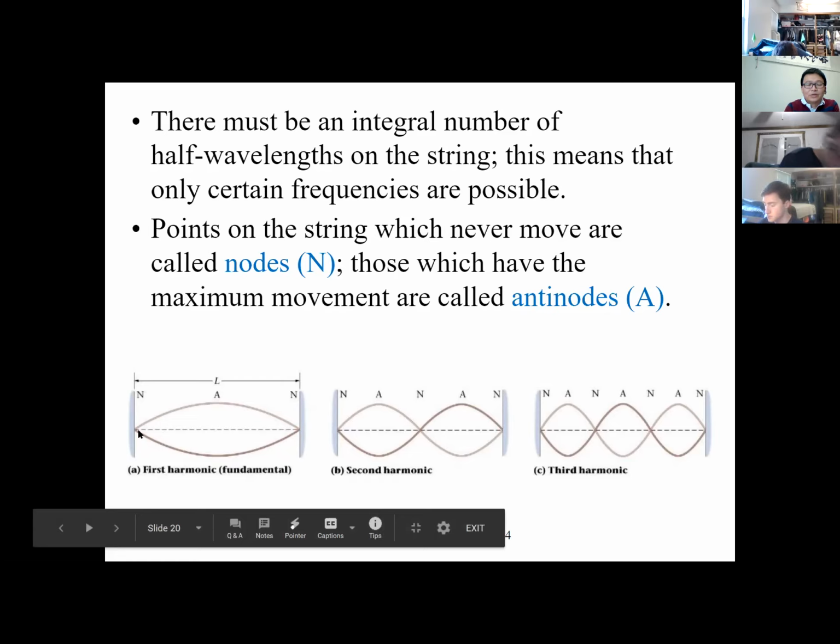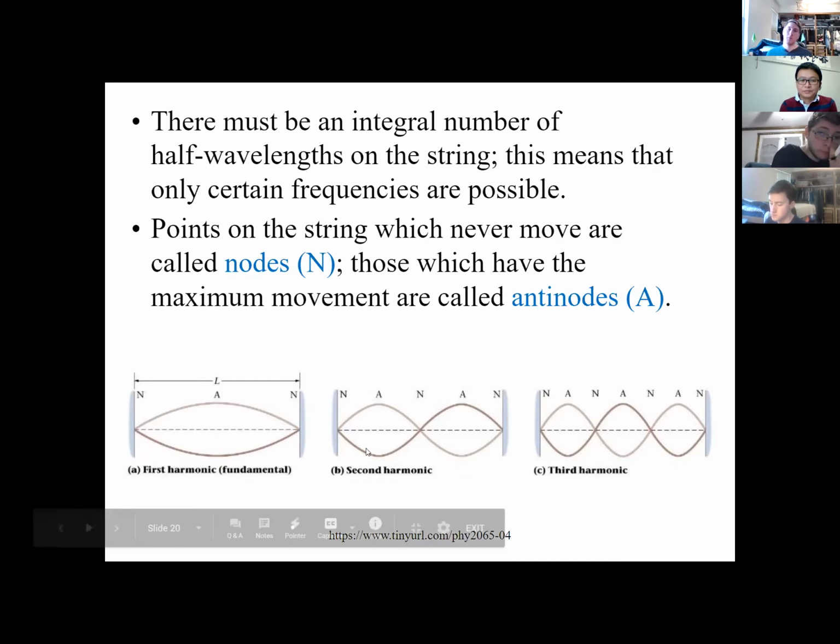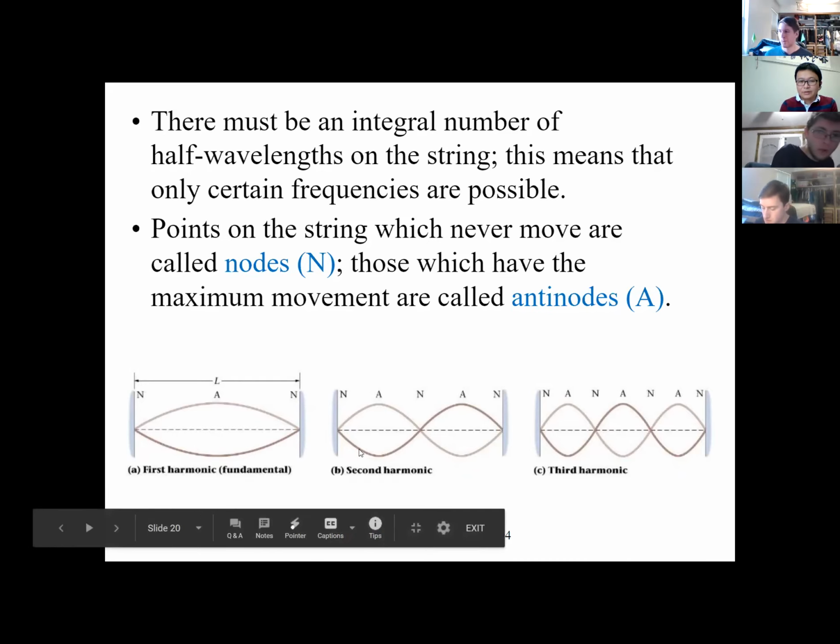So for a complete wavelength, you should have a valley and then a peak, right? So this is half of a wavelength. That means this wave will have a larger wavelength than this one, right? This is a complete wavelength over here, which is just equal to the length of the string. Now this is one half of the wave equal to the string. So that means the wavelength is twice the length of the string, okay?